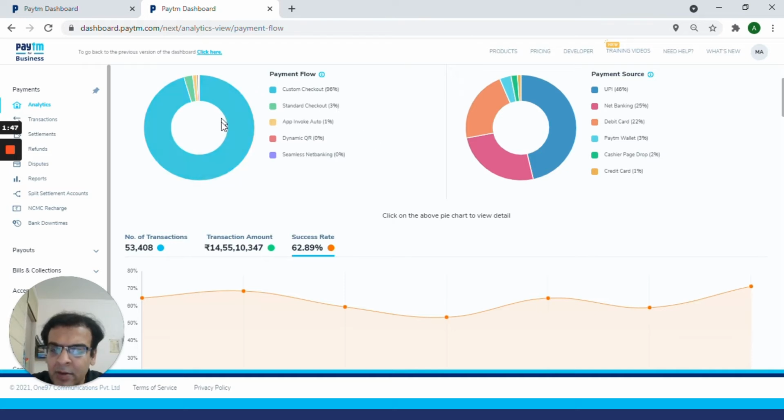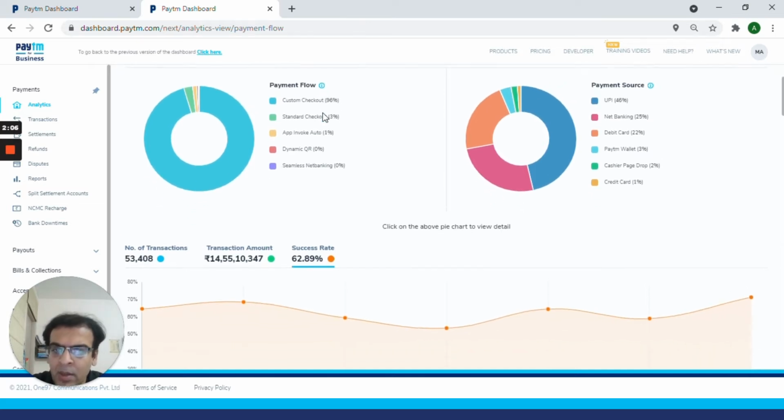The first pie chart gives you the percentage transaction share across different payment flows that you have integrated with Paytm. That means if 100 transactions were initiated on your website or mobile app, 96 were routed through custom checkout, 3 were routed through standard checkout, and so on. The second pie chart gives you the percentage transaction share across different payment sources. For example, if there were 100 transactions initiated on your app or website, 46 of them came through UPI, 25 of them came through net banking, and so on.